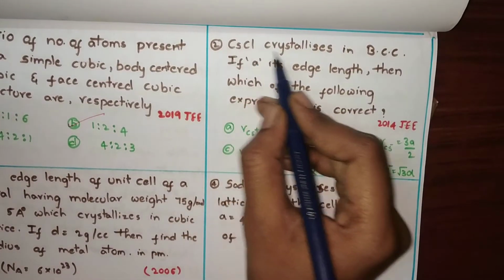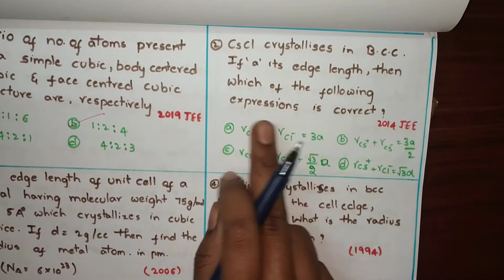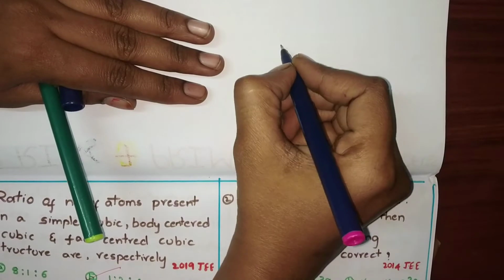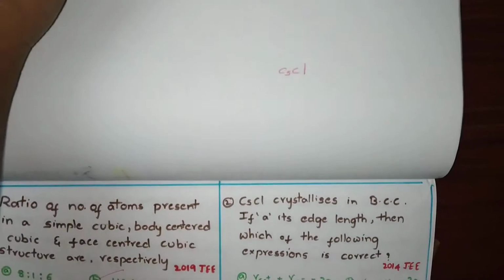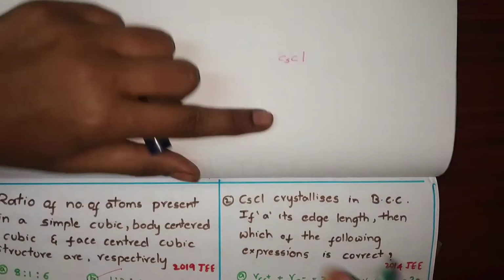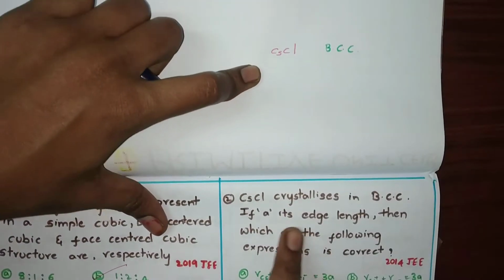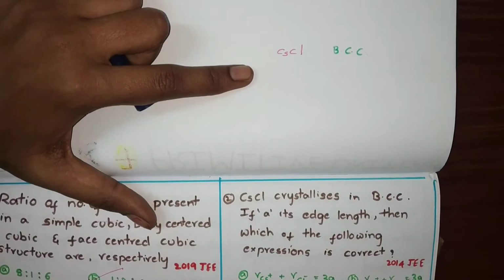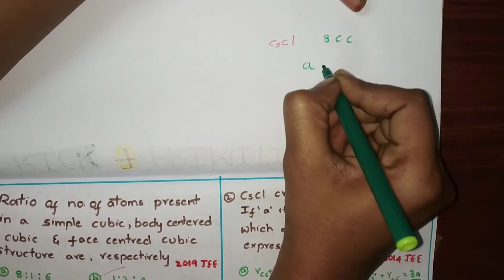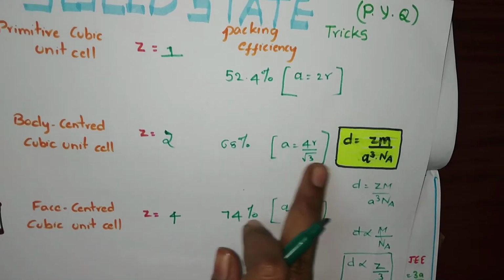The second one is: CsCl crystallizes in BCC. If a is the edge length, then which of the following expressions are correct? We are asked about CsCl. See, here I am writing. CsCl has a BCC lattice. For BCC, the edge length is given, and we have to express the correct relation. a is equal to 4r by root 3. I know this, a is equal to 4r by root 3 for BCC.